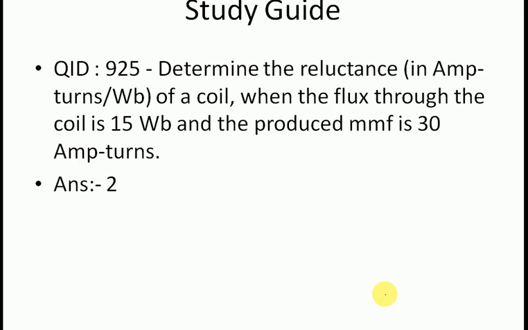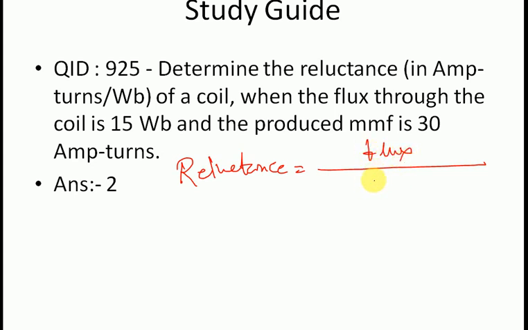Next, and this is our last question of this session. Determine the reluctance in ampere turns per Weber of a coil when the flux through the coil is 15 Weber and produced MMF of 30 ampere turns. First let us write what is reluctance. Reluctance will be MMF per flux.